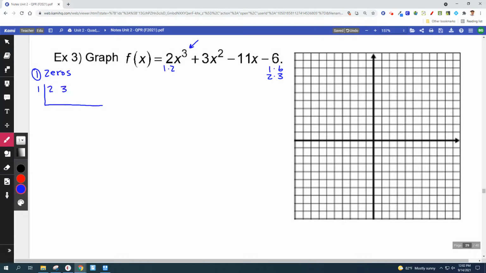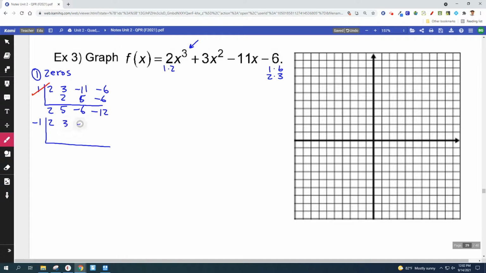2, 3, negative 11, negative 6. Add down and multiply, add down and multiply, add down and multiply, add down. That does not work. So let's try negative 1. 2, 3, negative 11, negative 6. Add down and multiply. Add down and multiply. Add down and multiply. Add down. This does not work either. Negative 1 does not work.